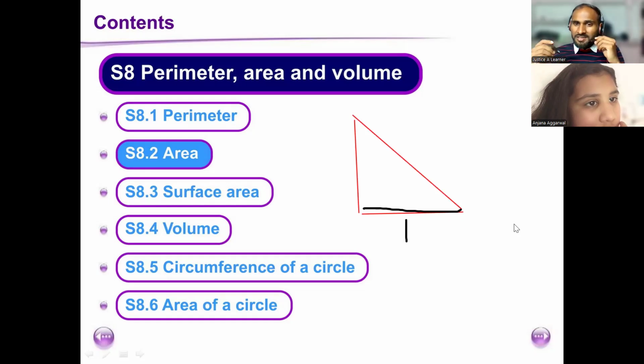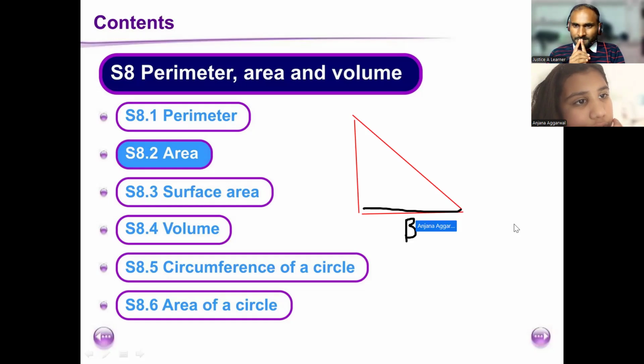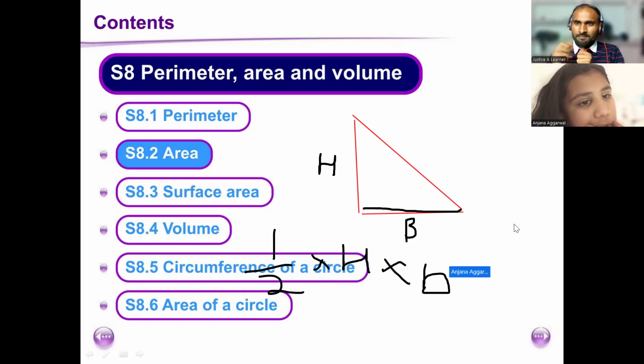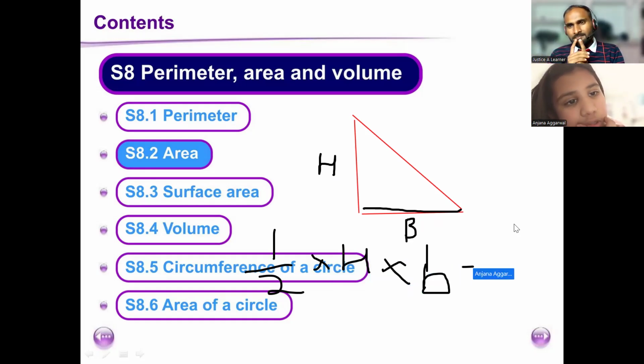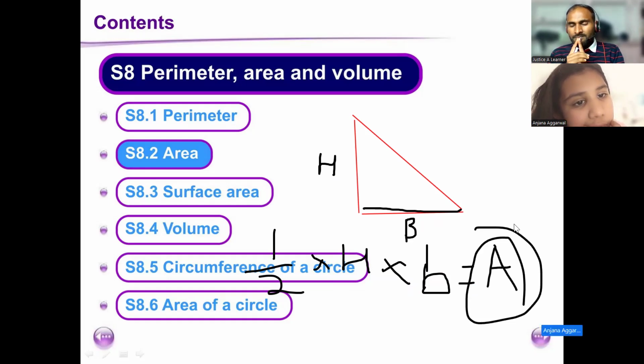What is the area of a triangle, right angle triangle? So this is the base, this is the height. And then what you have to do is 1/2 into height into B, equals to area. Centimeter square.